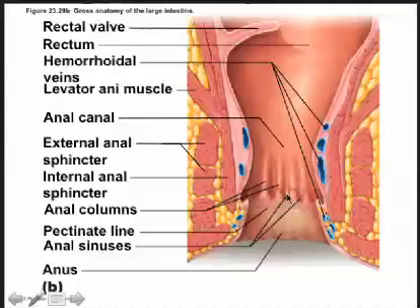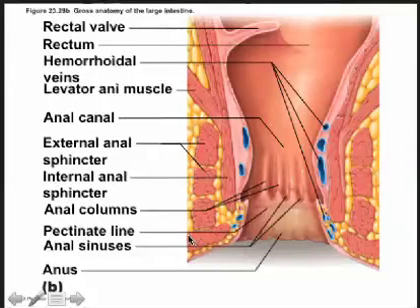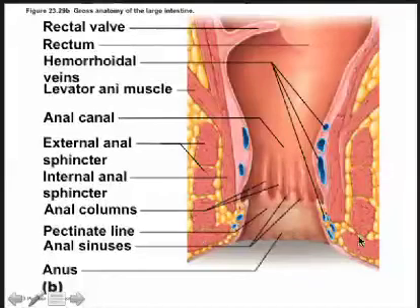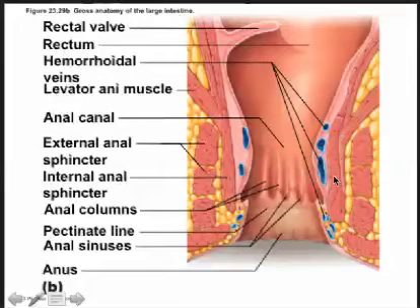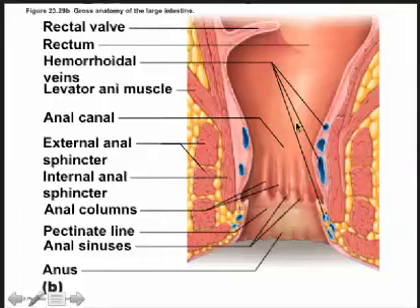You can see here the anal columns. There's the internal anal sphincter and the external anal sphincter. So this is all skeletal muscle here, and this is smooth muscle here and here. And then what you probably also noticed right away were these hemorrhoidal veins.